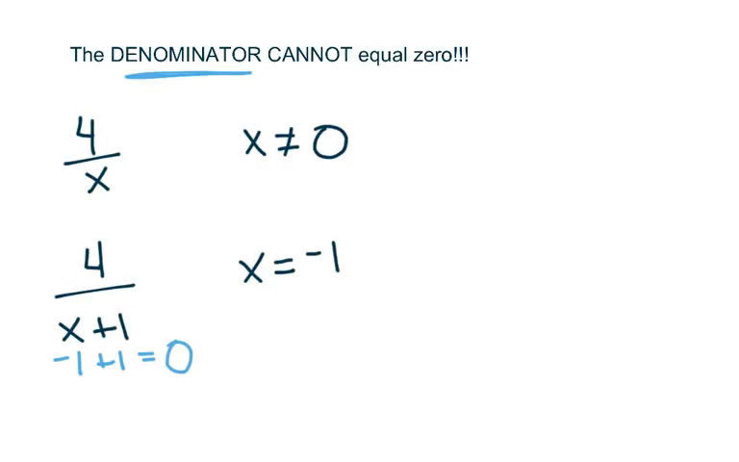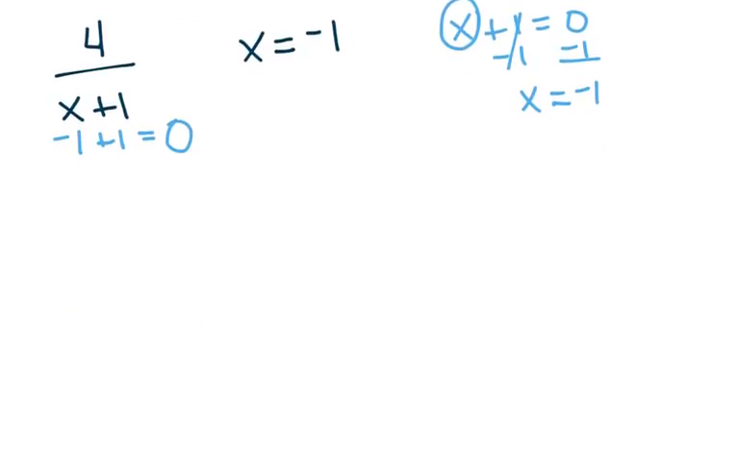So there's a couple ways you can do this. You can use the calculator, or you can just take the denominator, x plus 1, set it equal to 0, and solve for x. So we're going to subtract 1 from both sides. x equals -1.